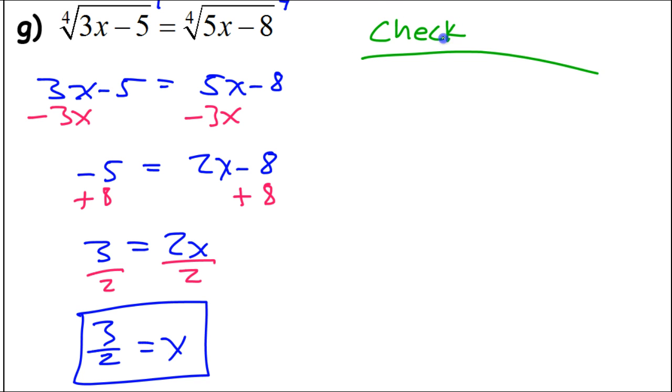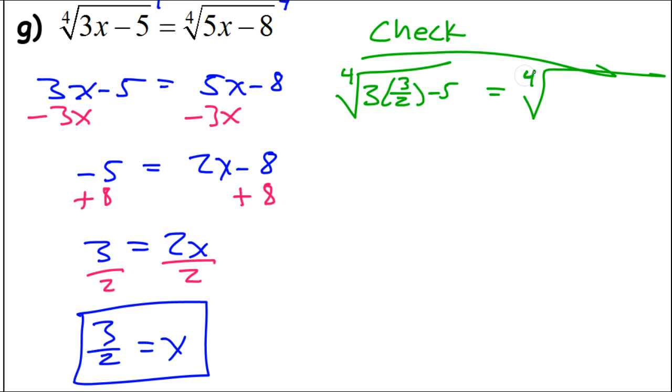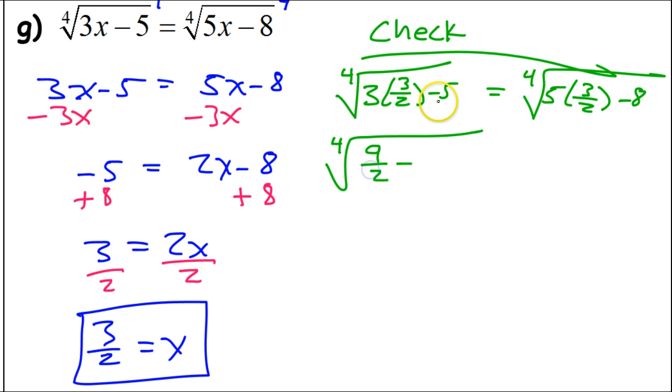We definitely need to check this. If I put 3 over 2 in here, then I've got the fourth root of 3 times 3 over 2 minus 5 is equal to the fourth root of 5 times 3 over 2 minus 8. Well, so this is going to make 9 over 2 minus 5. Right, this is like 5 over 1. I can make like denominators. Okay, so this would be like 10 over 2.